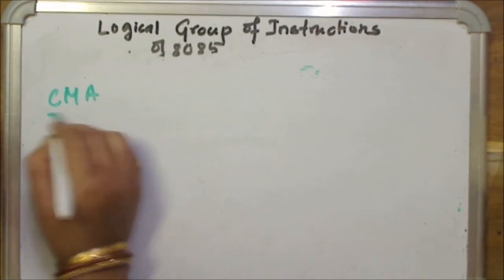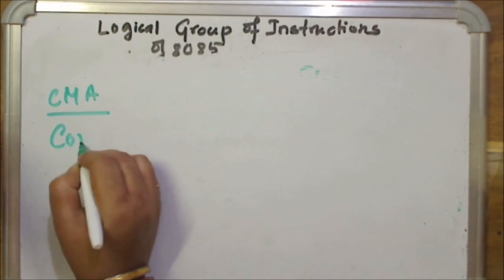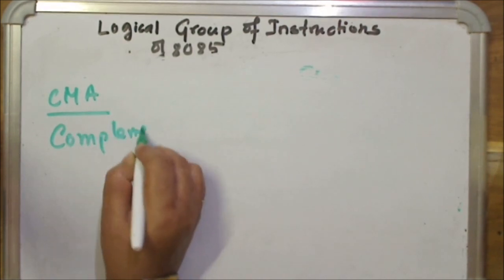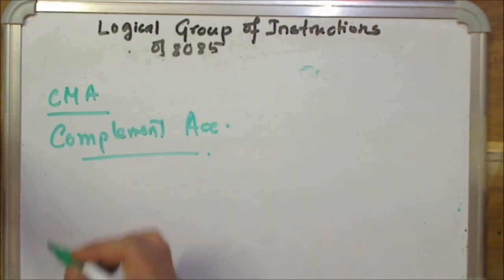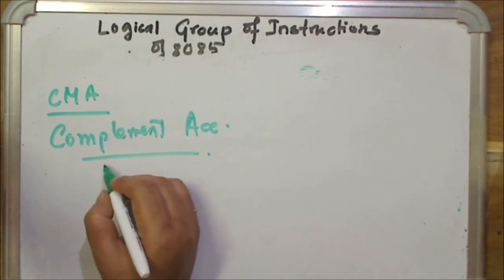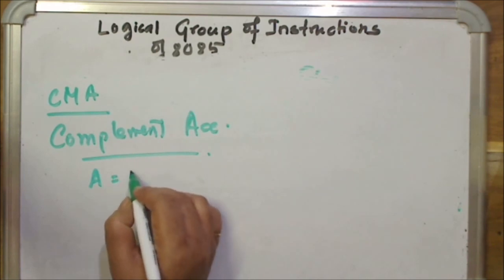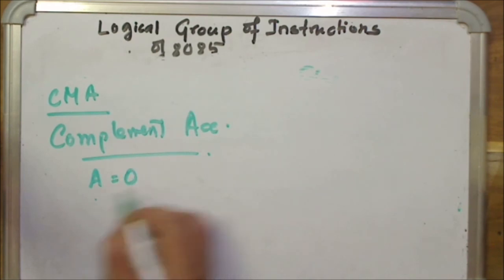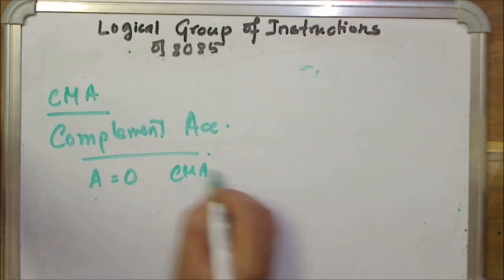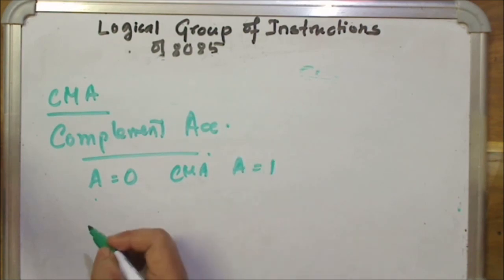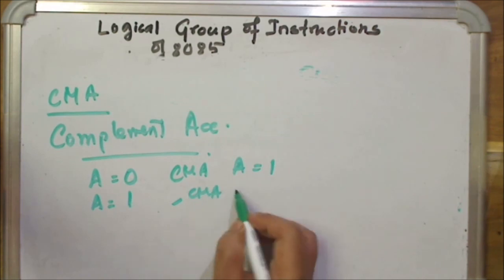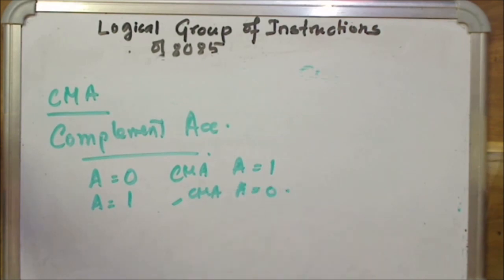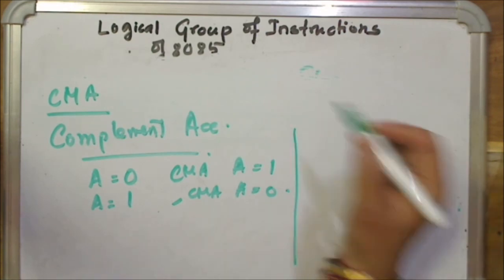Then the next and last instruction is CMA. What does CMA stand for? Complement accumulator. Very easy. If A is equal to 0, then if you use CMA, A will become 1. If A is equal to 1, if you use CMA, it will become 0. You understood?